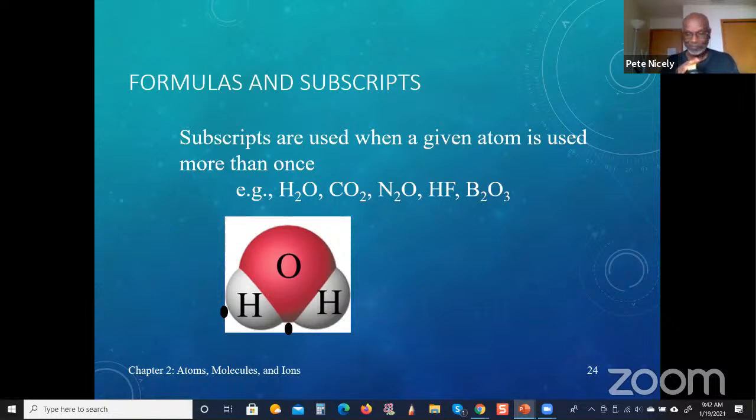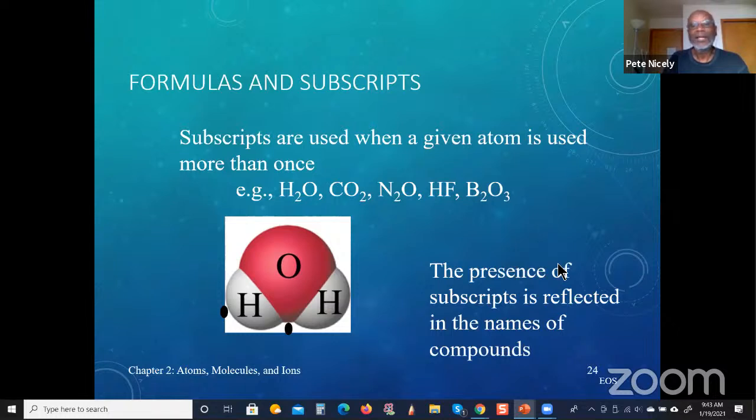So these are a couple of examples shown here: H2O, CO2, N2O, HF, and B2O3. And just by giving you the formula, it gives you some information about the composition of the compound. So for example, in the case of N2O, this tells you that there are 2 atoms of nitrogen and 1 atom of oxygen present in this compound, all right?